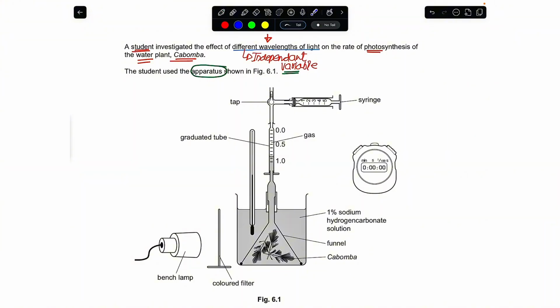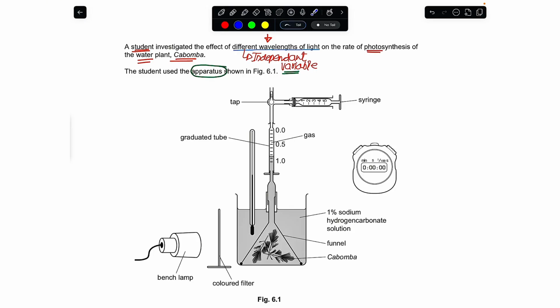Now here you see that we have got this bench lamp. Then we have got this colored filter. By the colored filter, what we mean is that they would be changing it. Like they can have some red kind of filter here, a green filter here, and by that they would be changing the wavelengths of the light.